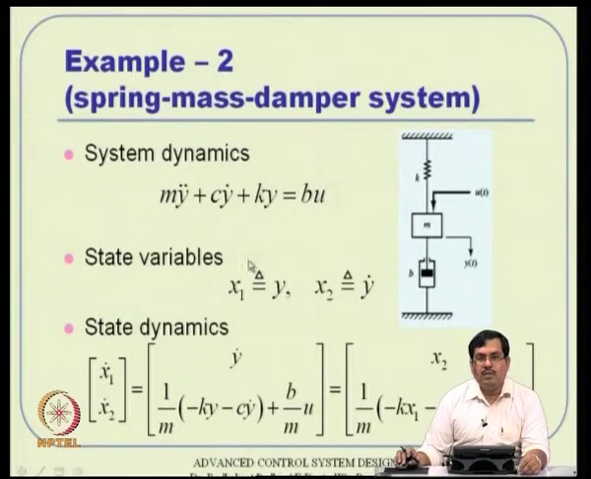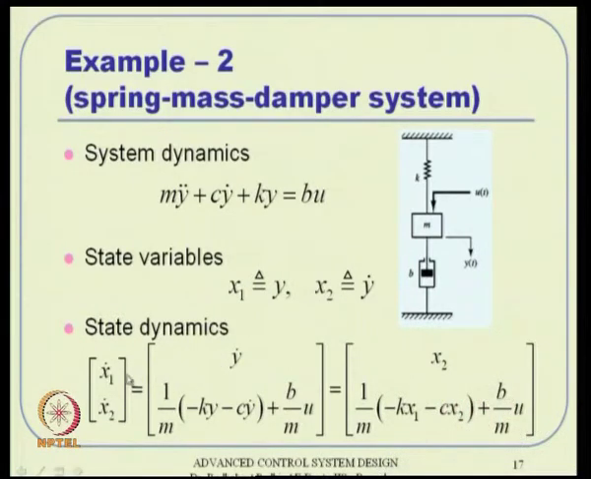Anyway, so how do you go about it? You go in a very similar way, you define x1 as y and x2 as y dot, and again come back with these equations that way. So, x1 dot is y dot and y dot is x2 by definition, and x2 dot is whatever is in the right hand side, divided by m of course, that is your y double dot, and then you represent it in terms of your x1, x2 variables.